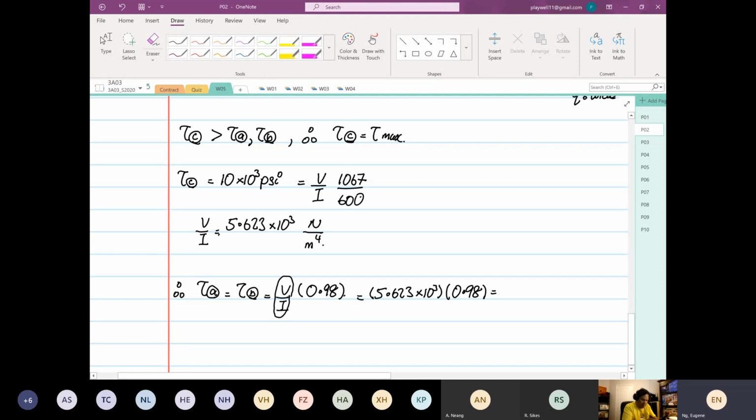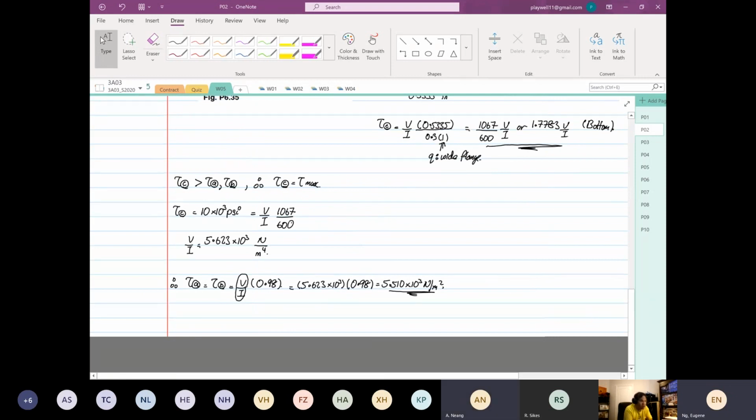So this is equal to 0.98 multiplied by 5.623 times 10 to the power 3, which is equal to 5.510 times 10 to the power 3 Newton per meter square. Okay, let me do it again. 0.98 multiplied by 5.623 times 10 to the power 3 is 5.510 times 10 to the power 3. Okay, so that's the right answer. Any questions so far?